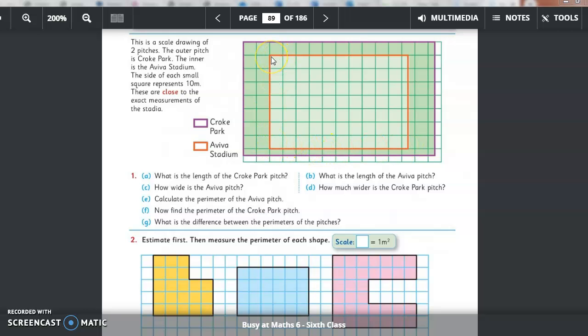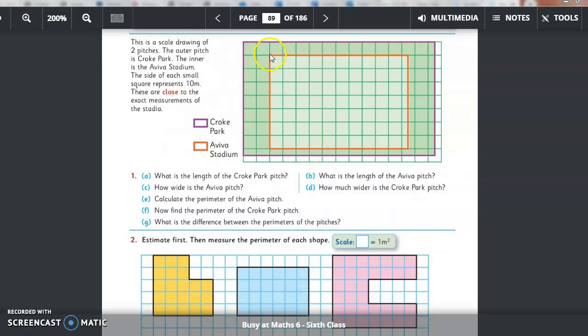So to find the length of Croke Park, for 1A you go from here to here, count your number of boxes. So every box is worth 10 meters, so there's 10 meters, 20 meters, 30 meters, and so on. When you get to the end, it looks about halfway, so that's probably worth about 5 meters. For 1B, the length of the Aviva pitch, again, each of these is worth 10 meters.